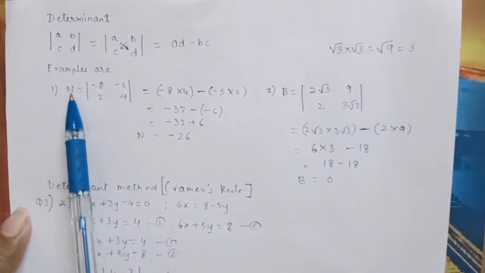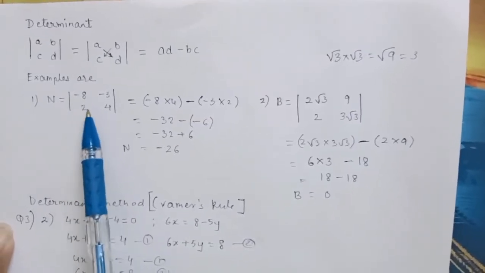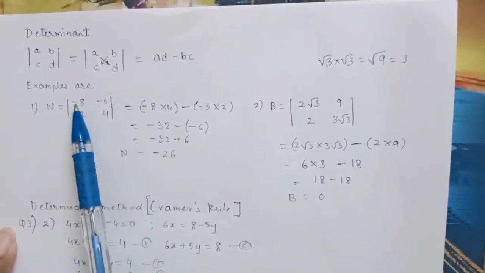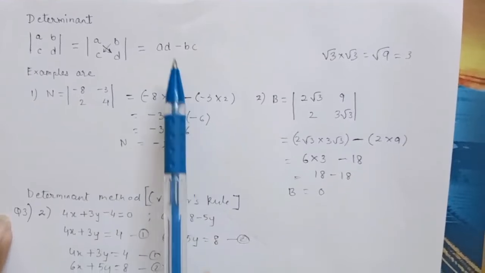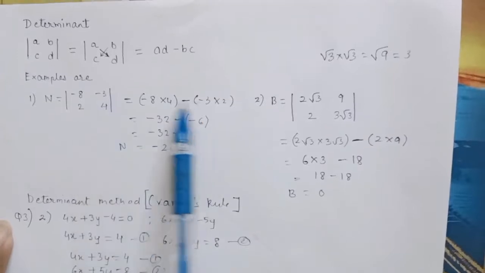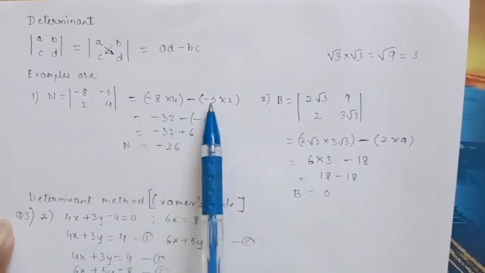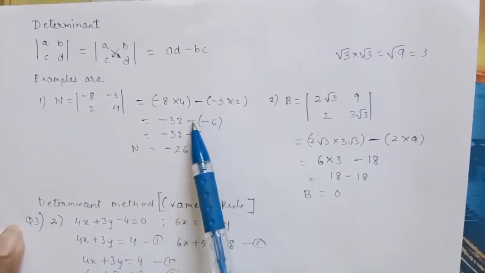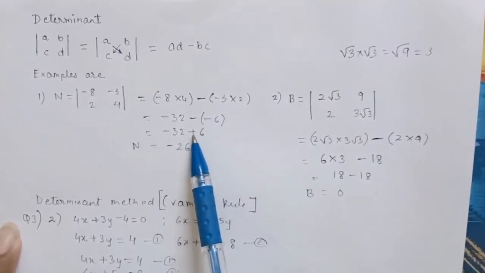Example number 1, we have to find the determinant of minus 8, 2, minus 3 and 4. How to solve that? Multiply minus 8 by 4, subtract, this minus comes from the formula, we have to always subtract, and then minus 3 into 2 in another bracket. So 8 4s are 32, minus 32. 3 2s are 6, minus 6, and then this minus sign comes from here. Then you have to solve this sign: minus minus plus.